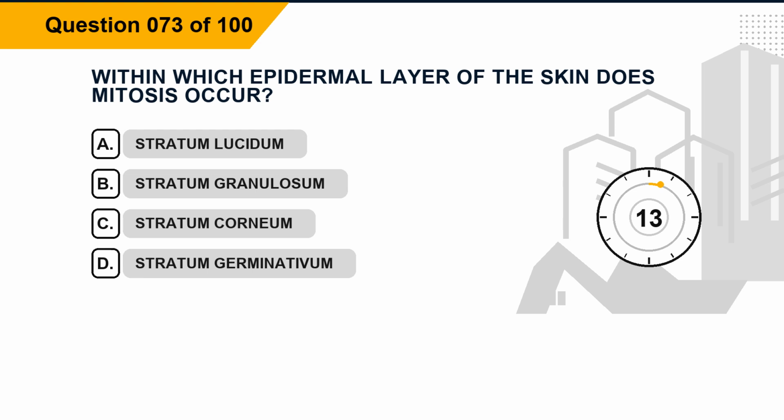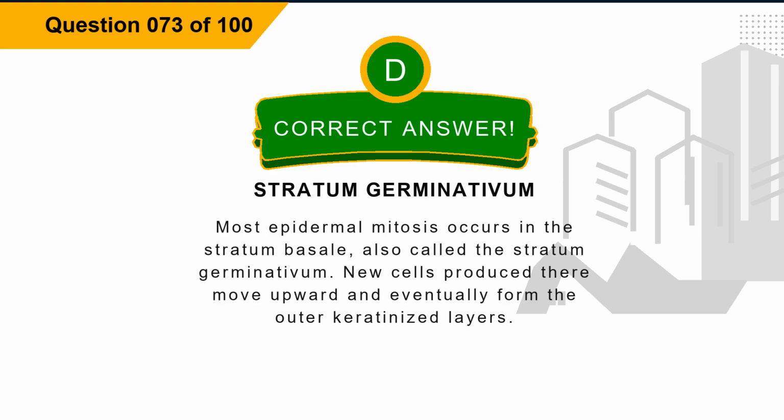Question 73. Within which epidermal layer of the skin does mitosis occur? Option A, stratum lucidum. Option B, stratum granulosum. Option C, stratum corneum. Option D, stratum germinativum. The correct answer is option D, stratum germinativum. Explanation. Most epidermal mitosis occurs in the stratum basale, also called the stratum germinativum. New cells produced there move upward and eventually form the outer keratinized layers.